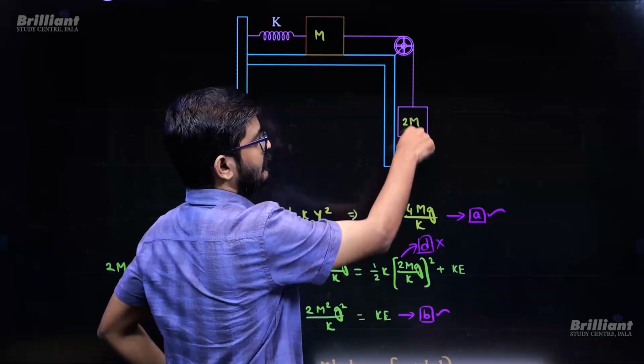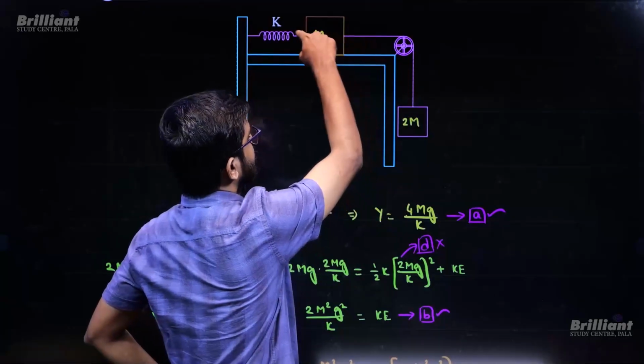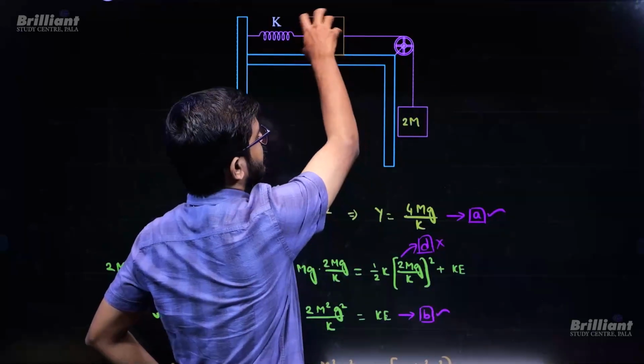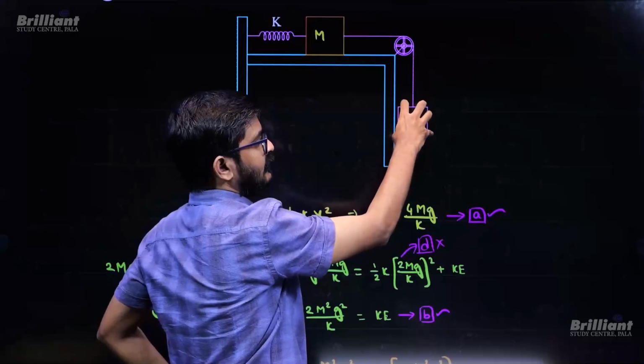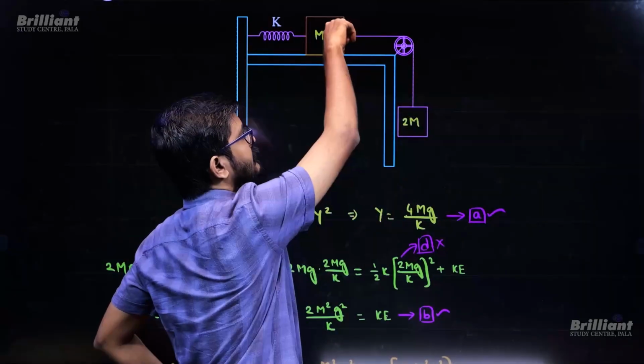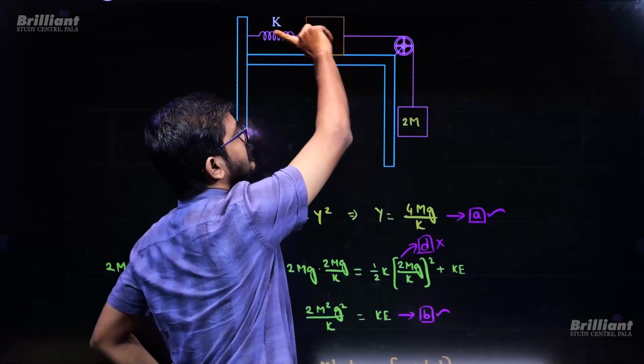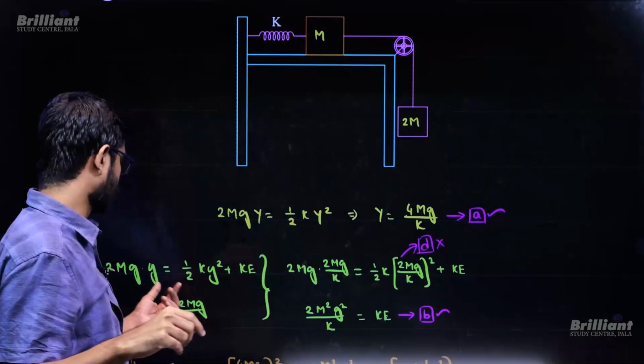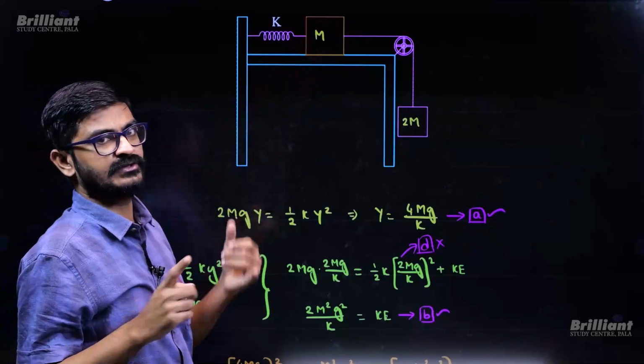So here tension is going to be 2mg. If tension is 2mg, then spring force must also be 2mg, because net force on this guy also must be 0. If the net force on this guy is 0, 2mg will be balanced by tension. So tension equals 2mg. If tension equals 2mg, then spring force is 2mg. Spring force is 2mg, k into y equals 2mg.